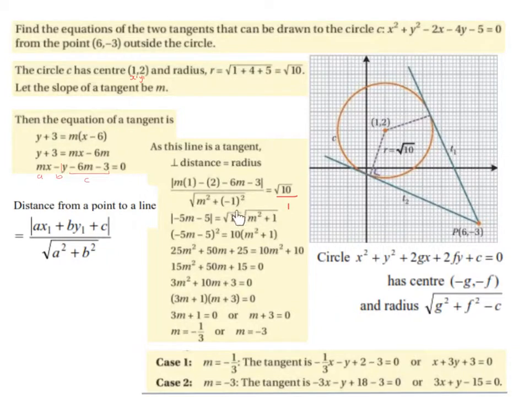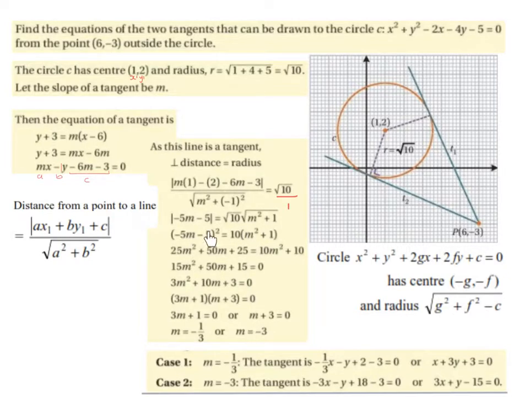So in order to get rid of the roots, I need to square both sides. So minus 5m minus 5 squared just becomes minus 5m minus 5 squared. Root 10 squared gives me 10. And then root m squared plus 1 squared just gives me m squared plus 1. Very important here, the root 10 and the root m squared plus 1 were stuck together. So we need to bring down brackets because we're going to have to multiply out the brackets. So very important to remember the brackets there.